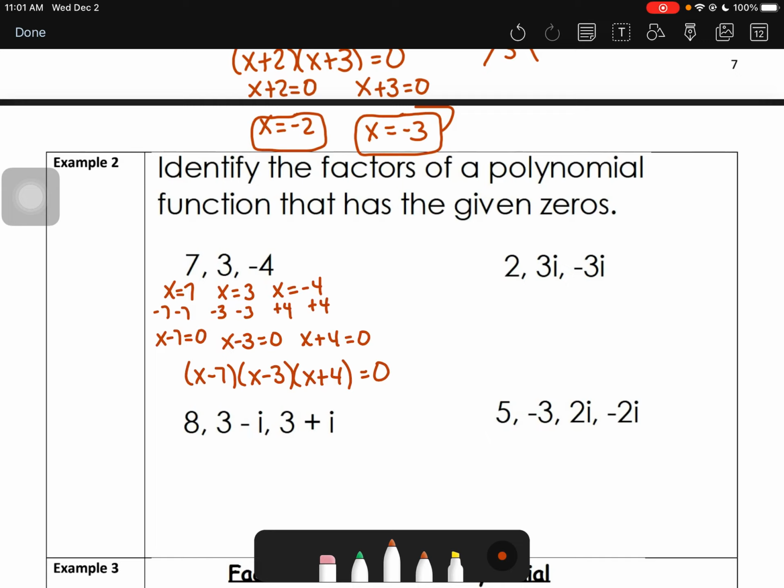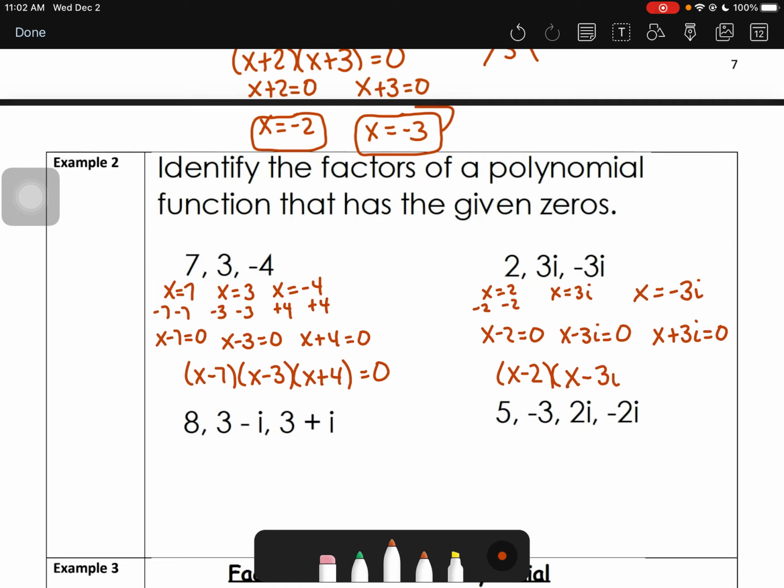So on the next one, I would do the same thing. So if x equals 2, I would subtract 2 from both sides, and x minus 2 would be one of my factors. If I have x equals 3i, I would subtract 3i from both sides, and x minus 3i would be one of my factors. And if I have x equal to negative 3i, I would add 3i to both sides, and that would be my other factor. So I'm hoping you will be at the point where we soon can take a shortcut and not have to write all of this out, that you know that you need to do the opposite operation to make the factors.